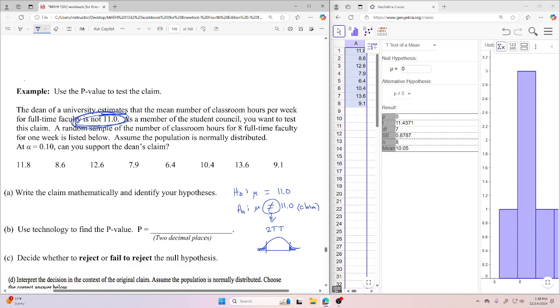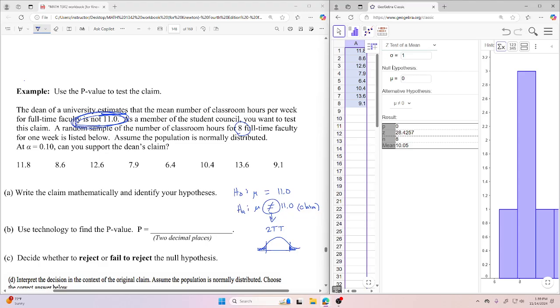That was just one sentence. So here we go. As a member of the student council, you want to test this claim. Random sample for 8 full-time faculty in a week. Assume the population is normally distributed. You got an alpha. Can you support the claim? Did I ever get a standard deviation? I don't see one. I got 8, that's the number of folks. Look, 1, 2, 3, 4, 5, 6, 7, 8. That 8 didn't help me at all. I don't have anything else.